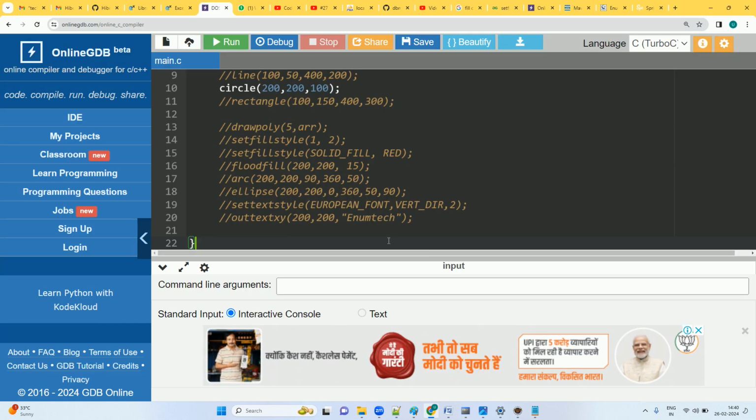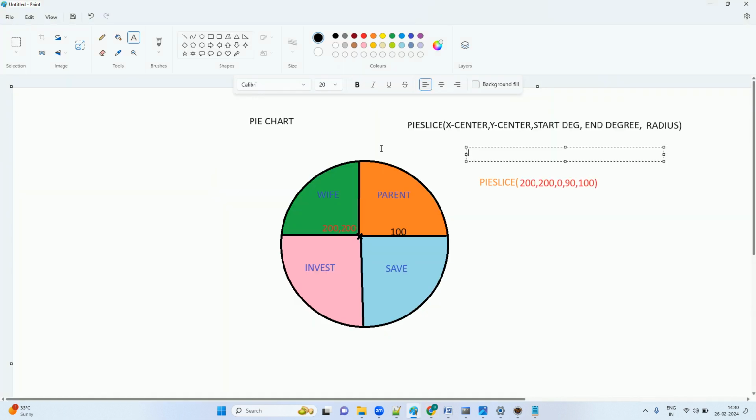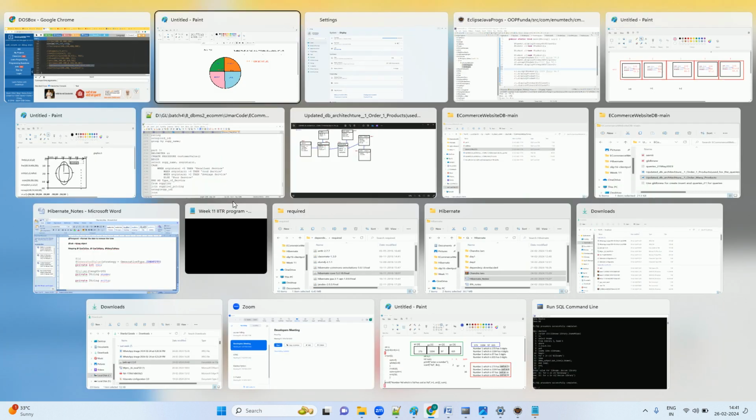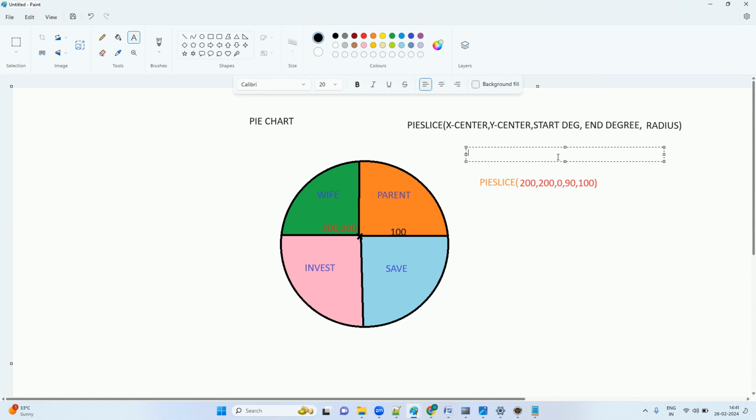So, how to write this text? How to write this parent, wife, invest and save? For this, I will use this set textile. Okay, so I'm just copying this set textile, so we can use it later on. So this will be only one.